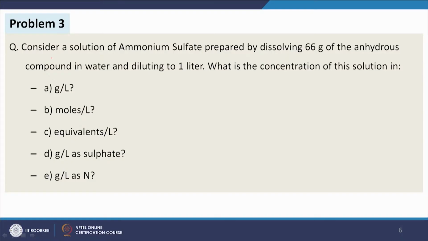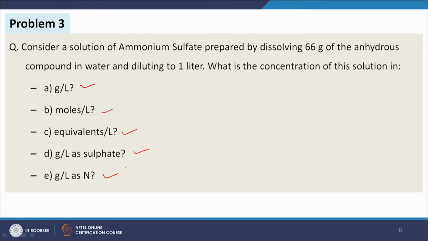So, here the statement is like this: consider a solution of ammonium sulphate prepared by dissolving 66 gram of the anhydrous compound in water and diluting to 1 liter. Then what is the concentration of the solution in gram per liter, moles per liter, equivalents per liter, gram per liter as sulphate and gram per liter as nitrogen. So, we have to calculate this as per the statement.